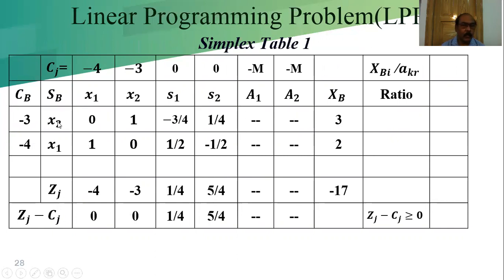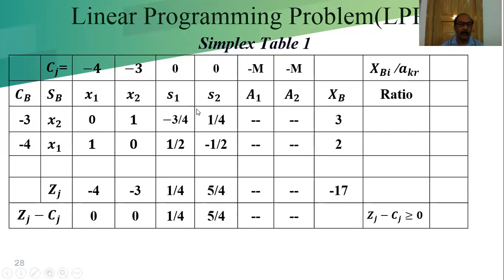Now see x2 in the basis. So the intersection of x2, x2 is 1 and this will be 0. And this is x1, 1. This will be 0 because it would be unity and all other elements will be 0. Coefficient is minus 4. Now again we are calculating all zj. Then we are calculating zj minus cj.